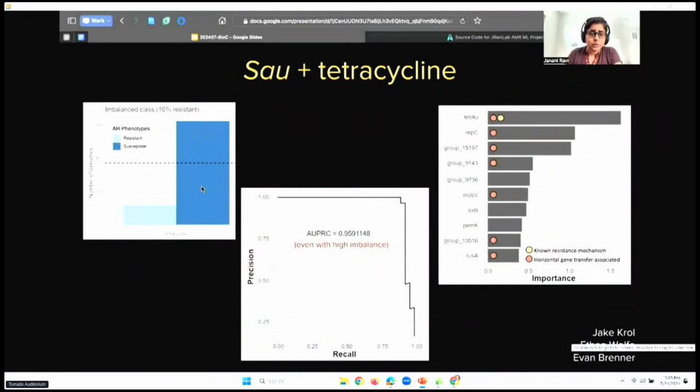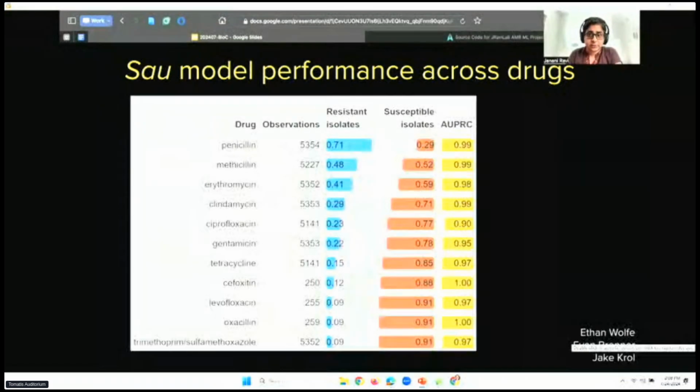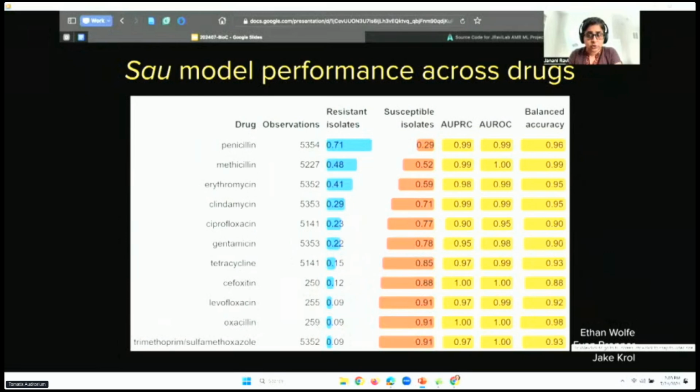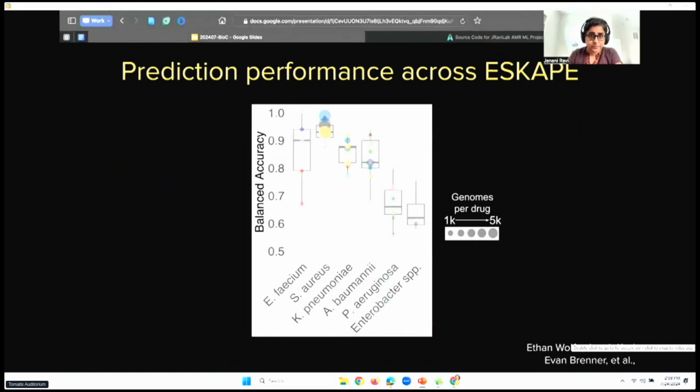And we find that even with drugs like tetracycline, where there is very, very poor class balance, we still seem to be doing very well. And again, one of the top features is the interpretable tetK, which is involved in tetracycline resistance. So we run these models similarly for a whole bunch of drugs in Staph aureus, and they seem to almost always be doing very well. We also run these for Klebsiella and a whole bunch of these other ESKAPE pathogens.